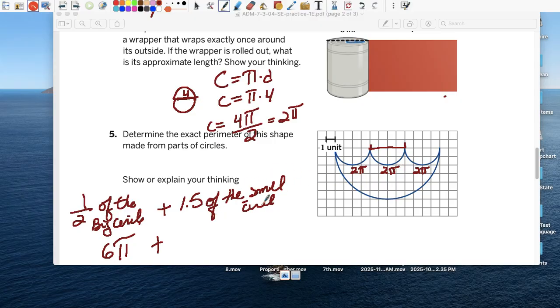So we could have broken it in 3 parts. 6 pi, or 1.5 of a circle, right? It's 1 circle and a half. So it'd be 2, 4, 6. We can call it 6 pi. And now these two I can add. I don't have to change it. What's 6 pi plus 6 pi? It is 12 pi units.